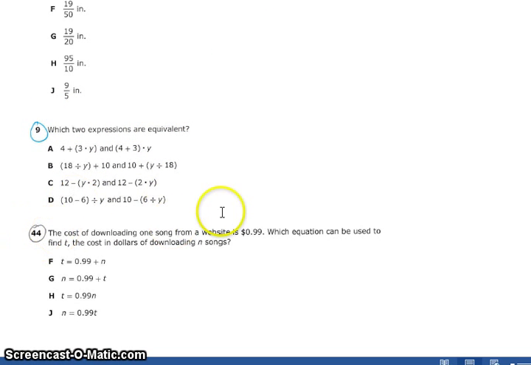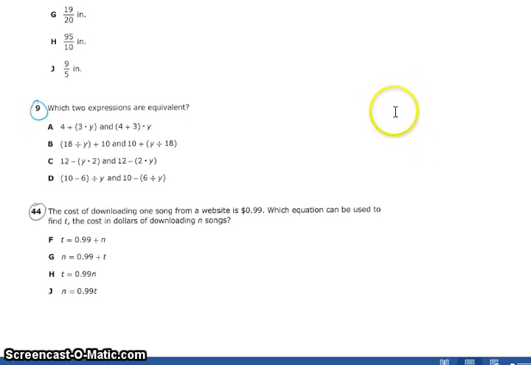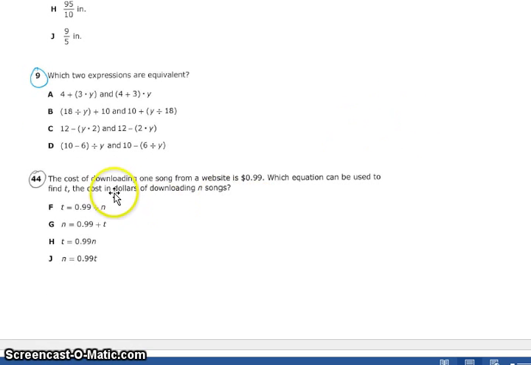For number 44, the cost of downloading one song from a website is 99 cents. Which equation can be used to find T, the cost in dollars of downloading N songs?